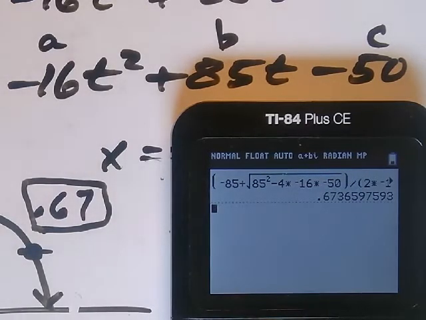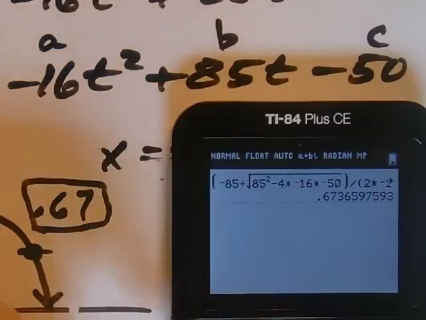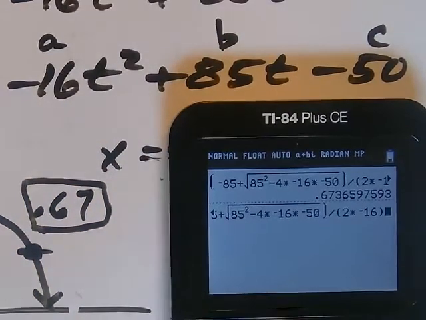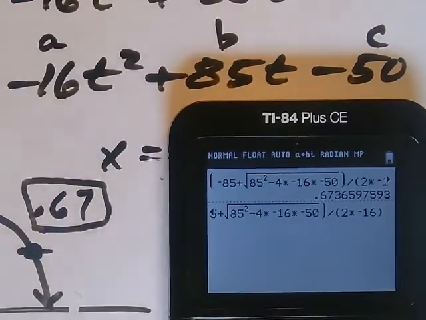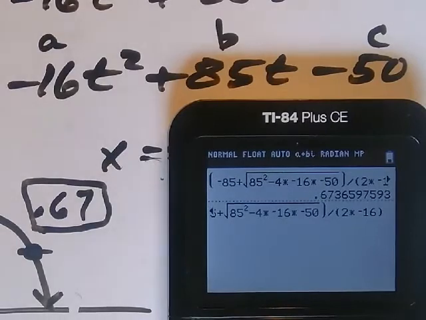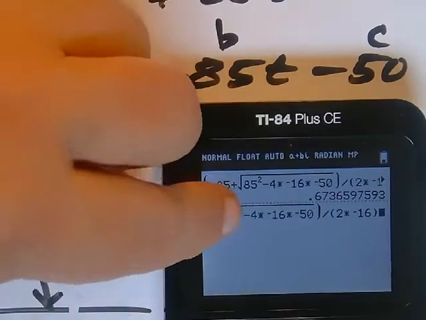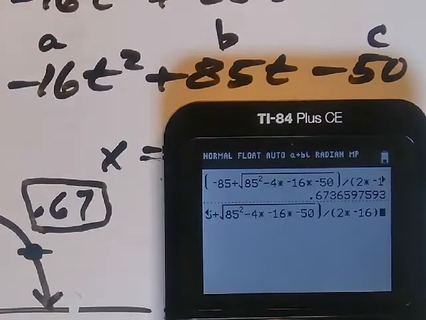Now that's just one answer. We have a second answer, and rather than having to type this whole thing in again, we're going to use the entry feature. It's on the enter button down below, and I'm going to hit second entry, and you'll notice it pulled the same equation that I just entered up into the calculator. Same equation, okay?